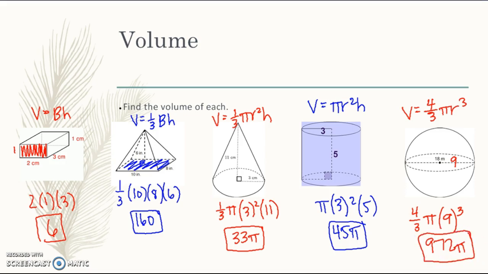Okay, the other types of volume problems we did involve putting more than one of these shapes together. So if it's on the outside of each other, you add. If they're inside each other, we subtract.